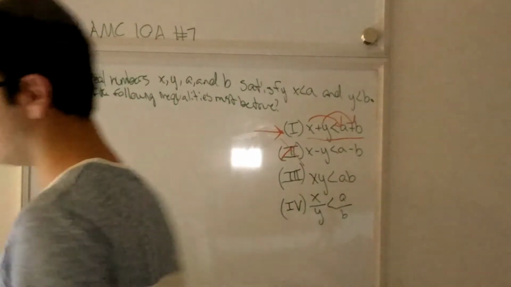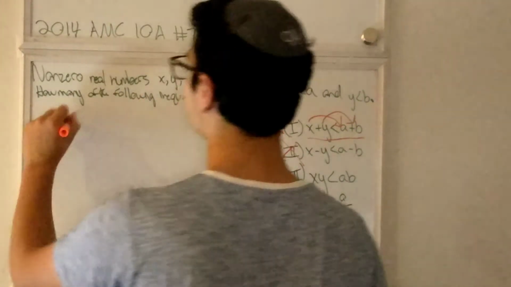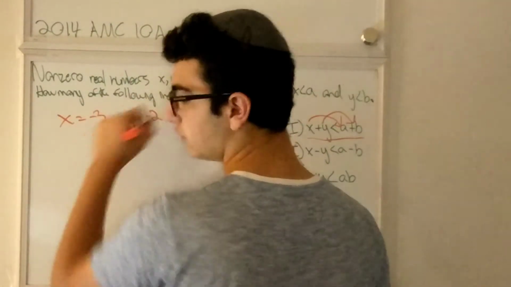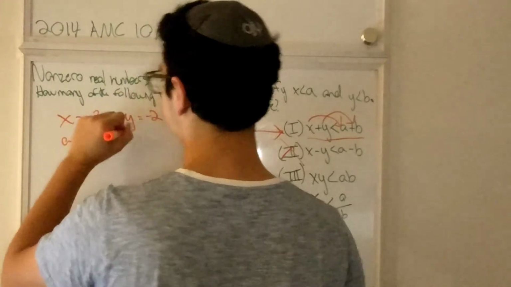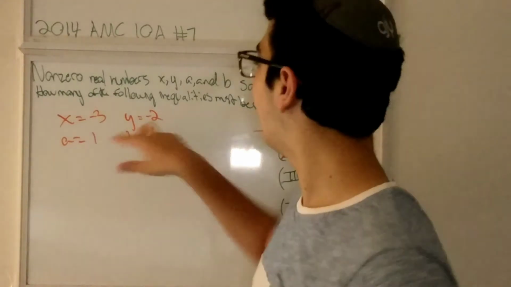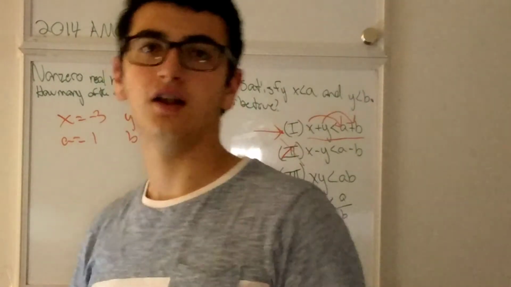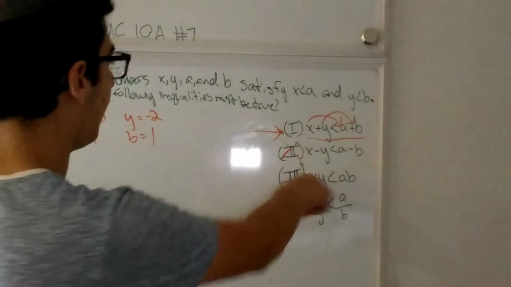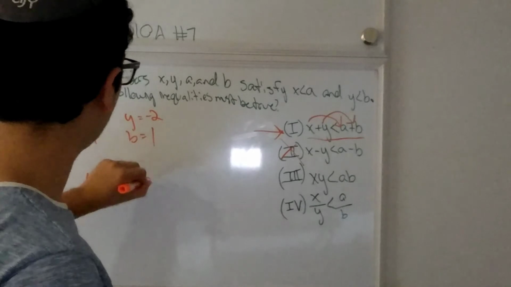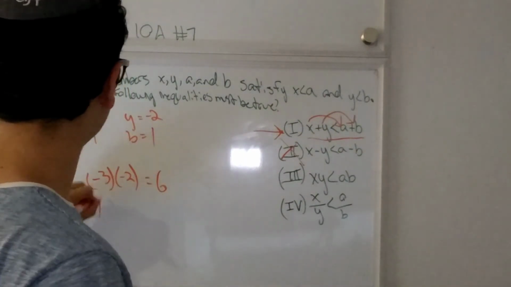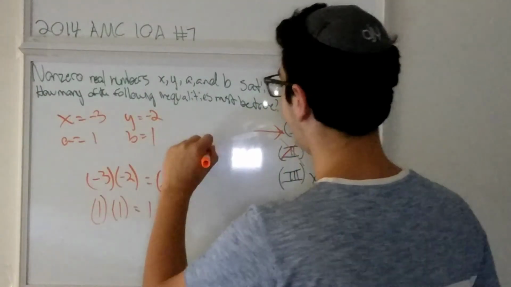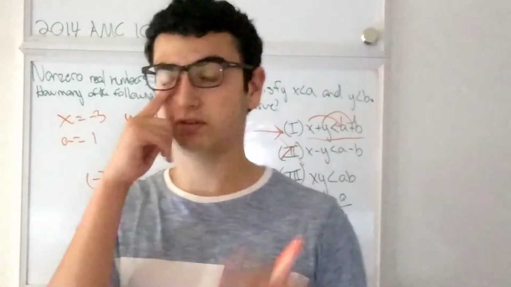Now we have multiplication and division problems. For these, I'm going to prove that none of them work by having x equal minus 3, y equal minus 2, a equal 1, and b equal 1. The point of this is that I have the same thing for a and b, easiest number, 1, and then these two are negatives with y being greater than x. So y times x, that would be minus 3 times minus 2, which gets me 6. Now a times b is 1 times 1, which is equal to 1. What this is saying is that 6 is less than 1, which is not true.